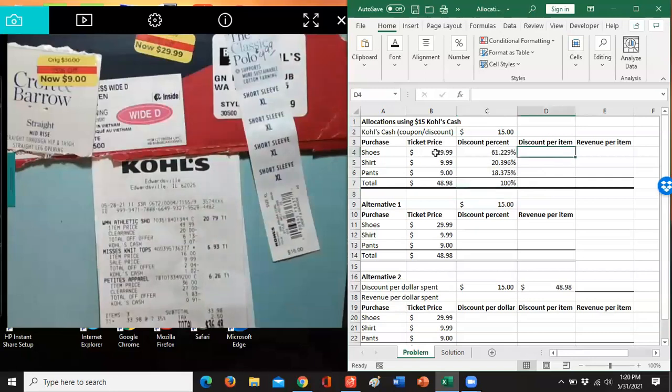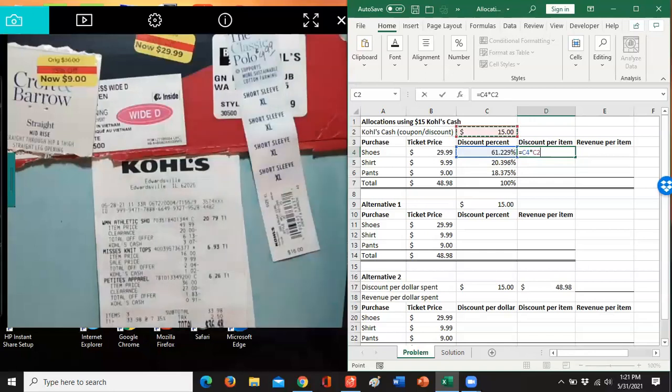That's the discount, and that's the really key to the allocation, is you want to take this $15 and allocate it, divide it among the items based on, in this case, their ticket price. So what percent this is of the total is what you want this $15 to be. So once you get there, you take your $61.29, multiply it by that 15.